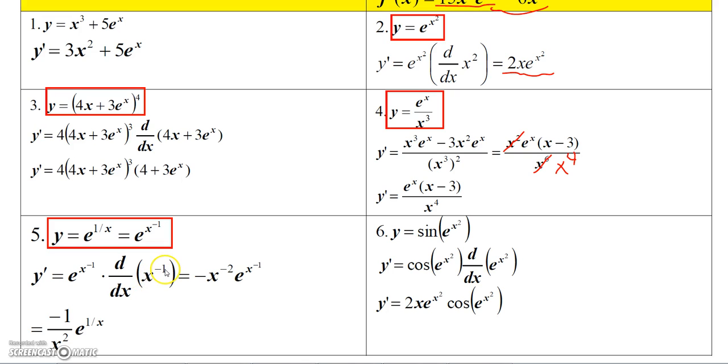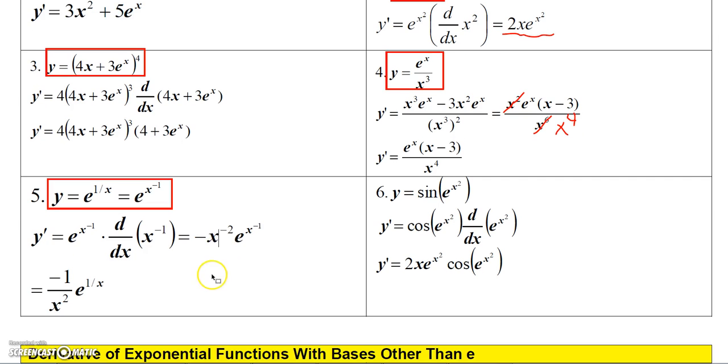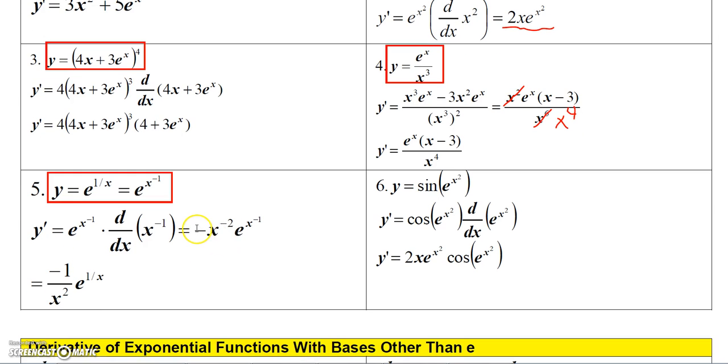Well, if you apply the power rule to x to the negative 1, you'll get minus x to the negative 2. So what I end up with is minus x to the negative 2 times e to the x to the negative 1. Okay, so what I'm going to do here, I'm going to write this minus x to the negative 2 as just minus 1 over x squared. And then now I can rewrite this x to the negative 1 back as 1 over x. So I would have that multiplied by e to the 1 over x. And that would be the answer that you get there.